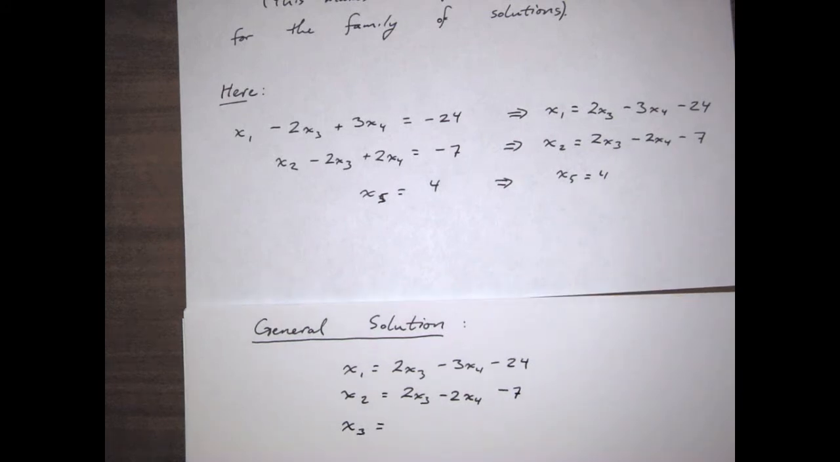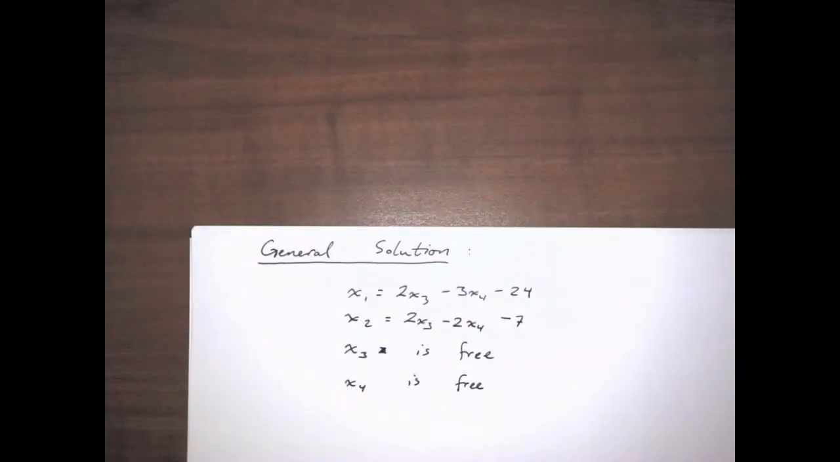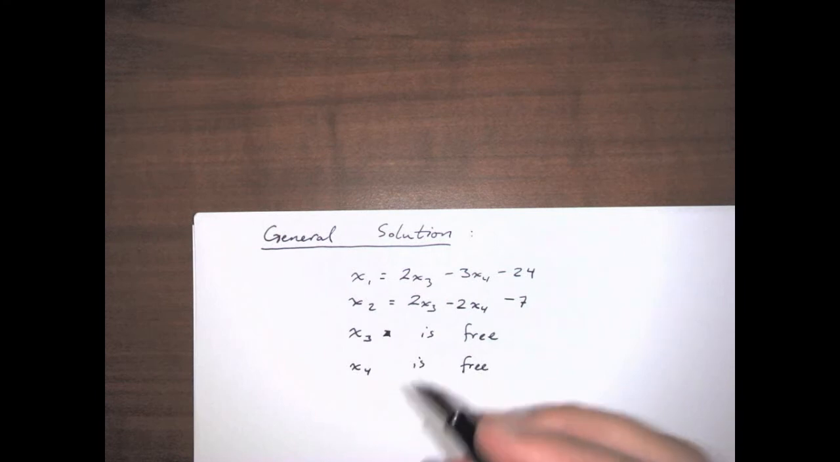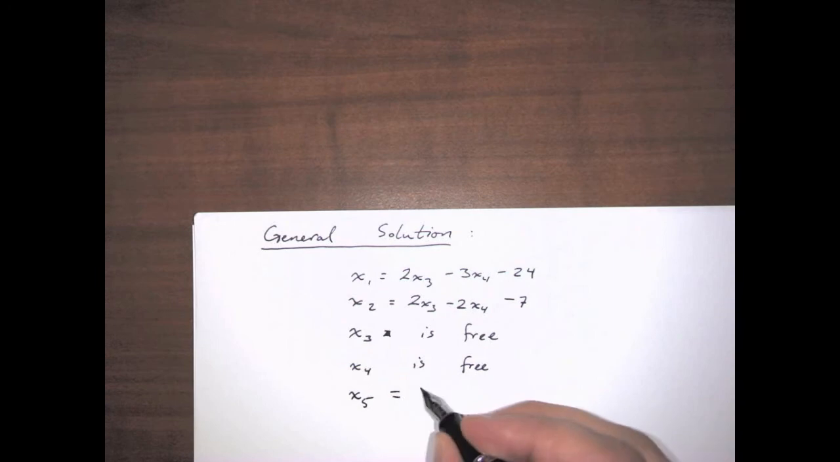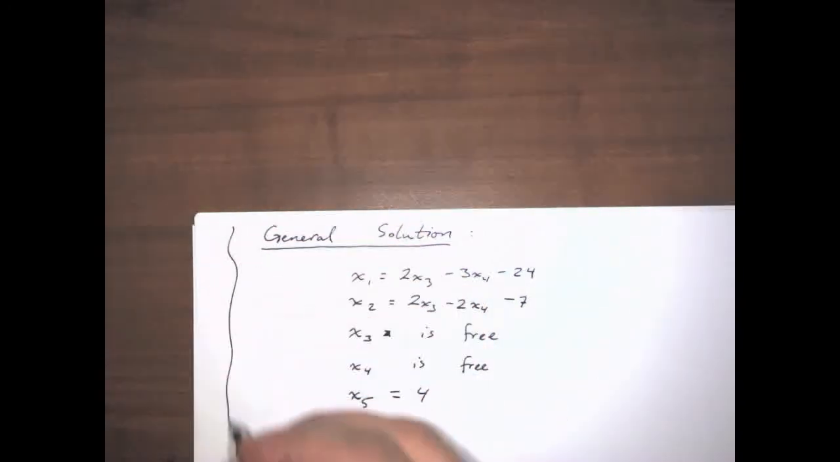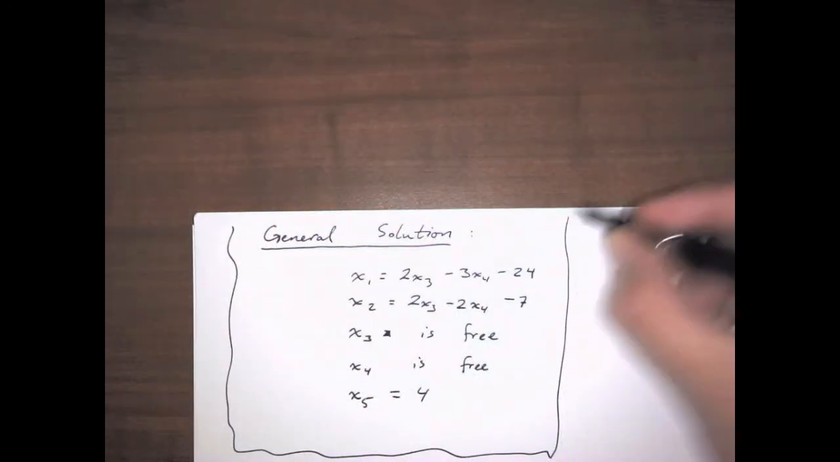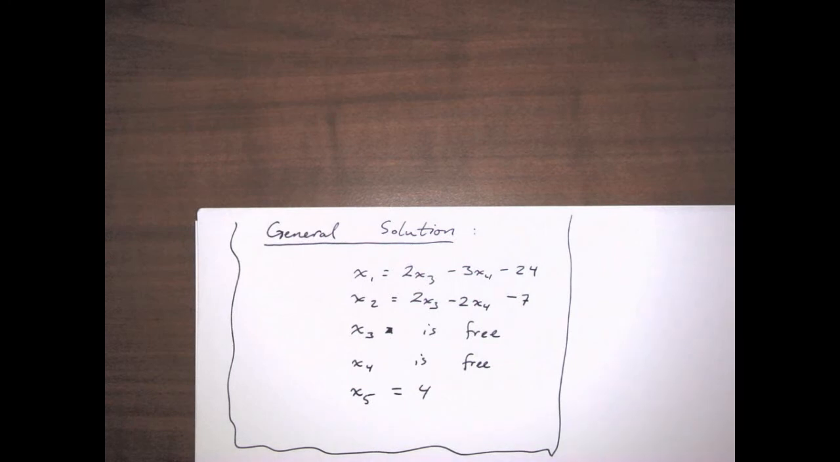And then here, you'll see as the course develops, we'll be a little bit more flexible in how we write this. But for now, we will just say x3 is free, x4 is free. So you'll see that there are other ways we will write it later, but in the meantime, we're just going to write it like that. And then lastly, we'll say x5 is equal to 4. So this would be the general solution. All right.